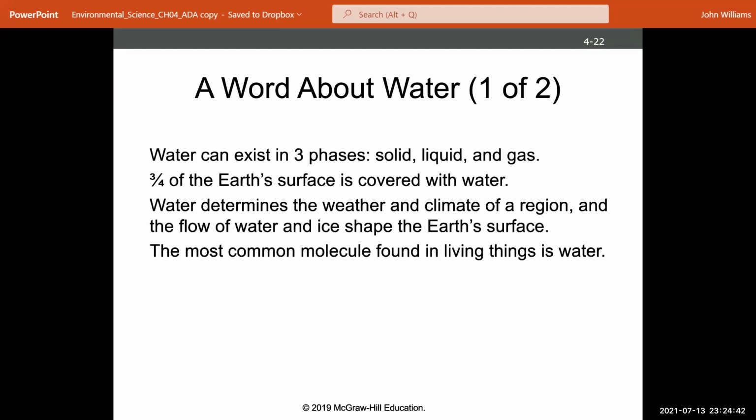Next, I just want to mention water and how important water is to life. We know that water can exist in 3 phases: solid, liquid, or gas. Water covers 75% of Earth's surface. Water really determines the weather and the climate in a particular area, and the flow of water, ice, and glaciers really shapes the Earth's surface.